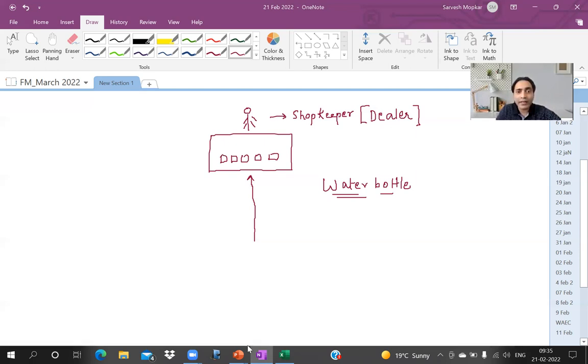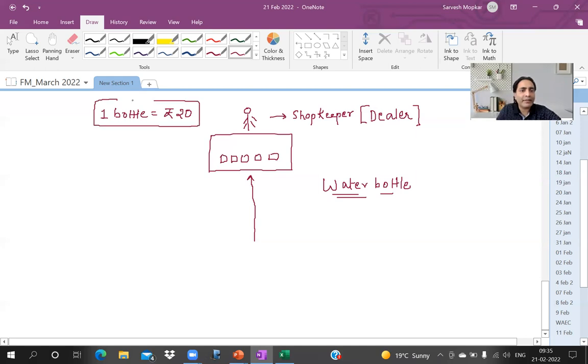Right? Agreed? How much is it for? So the shopkeeper says, this is my rate card. Okay, this is the card. It says one bottle equals INR 20. I'll talk in terms of Indian rupee. You can apply it to any currency, right? So one bottle is equal to rupees 20.